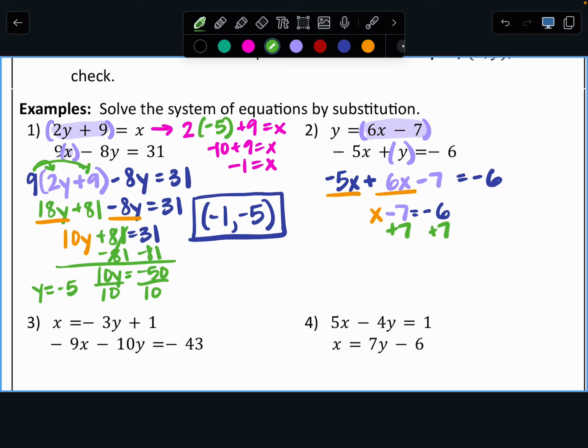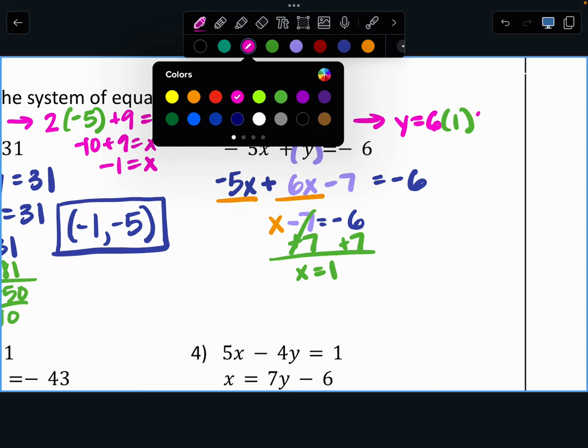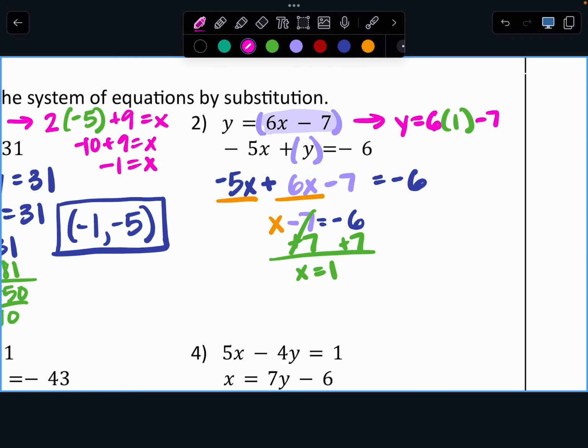Add 7. x equals 1. So now I know x equals 1, I can solve for y. y equals 6 times 1 minus 7. y equals 6 minus 7, so y equals negative 1. So the solution to this system is 1, negative 1.